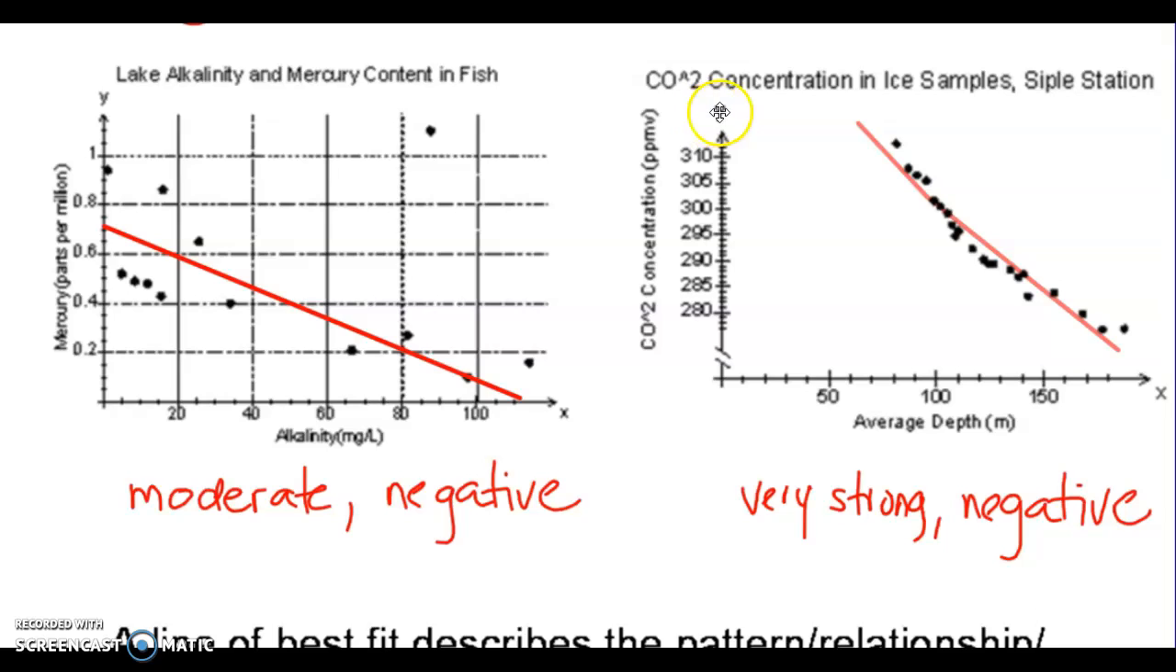Looking at my next example, I've got CO2 concentration in ice samples. Okay, so look at all the points plotted. They're very close to forming a line there. They're very close to this line. They're moving in a downward fashion. So if I describe the correlation here, I'm going to say it's very strong because all the points are very close to the line, and I'm going to say it's negative again because my line slopes down.